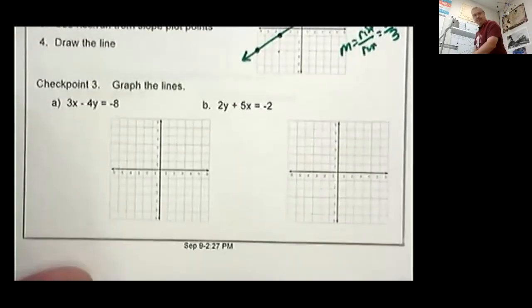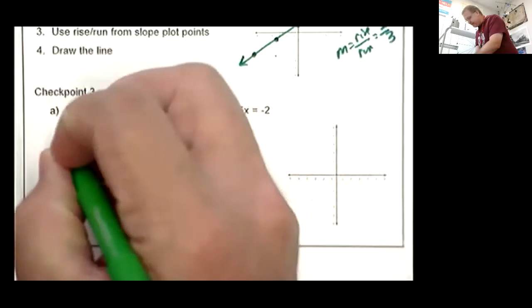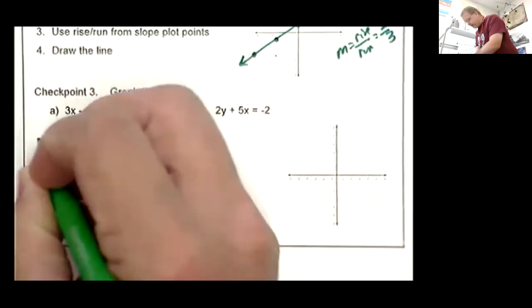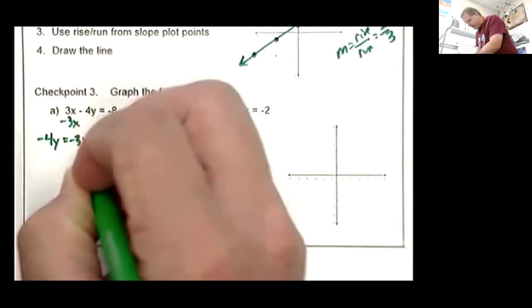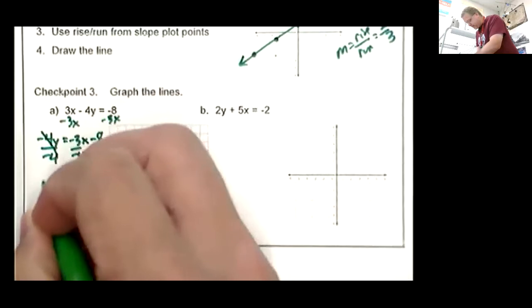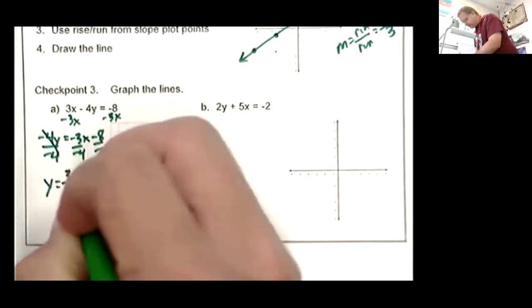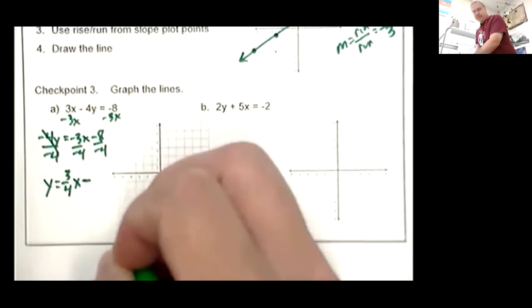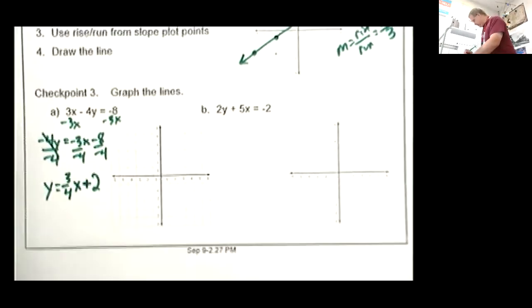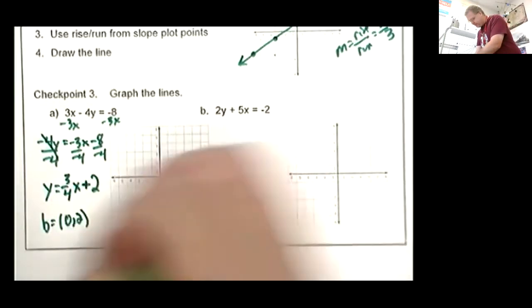A couple more. Letter A, the first thing we're going to note is this is not solved for y. This is actually in standard form. To solve for y, we're going to opposite the x term first. So now we have negative 4y is equal to negative 3x minus 8. Now we're going to divide by the coefficient and see what we're left with. Negative 3 over negative 4, the negatives cancel to be positive 3/4 x. Negative 8 divided by negative 4 becomes plus 2. My y-intercept then is at (0, 2).